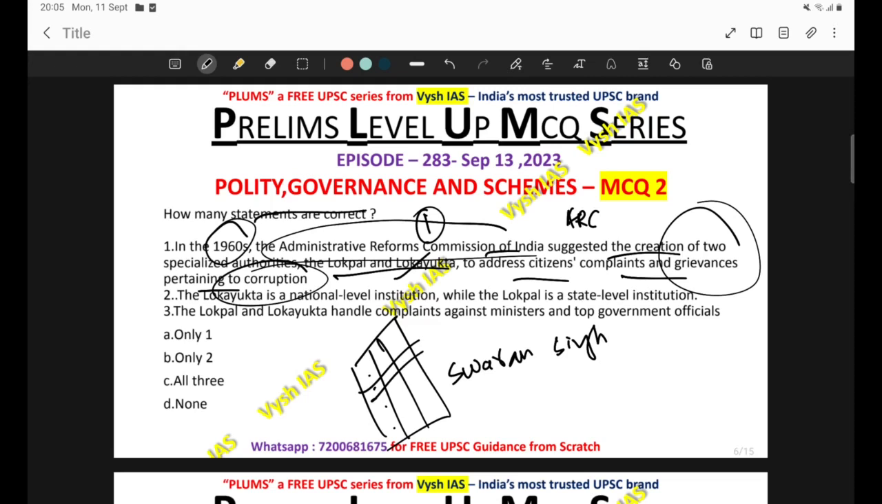That itself will be sufficient to write the answer. So here Lokpal and Lokayukta, the main function is corruption. Okay, the main function is corruption. So this is also a correct statement.